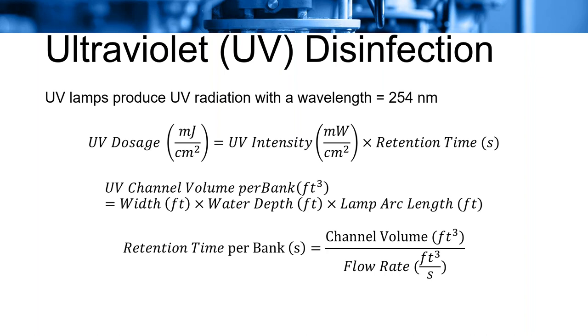Another example is you might need to find the volume per bank, which is going to be the width times the water depth times the lamp arc length. This will typically be given because it's not necessarily the length of the lamps and depends on different optical factors, so it would just be provided as a given. Or you might be told to assume that the lamp arc length is equal to the length of the lamp. That's often useful for finding the retention time. You will have the channel volume divided by the flow rate, and that would give you a time in seconds. So those are some typical equations that you might see used for UV disinfection.